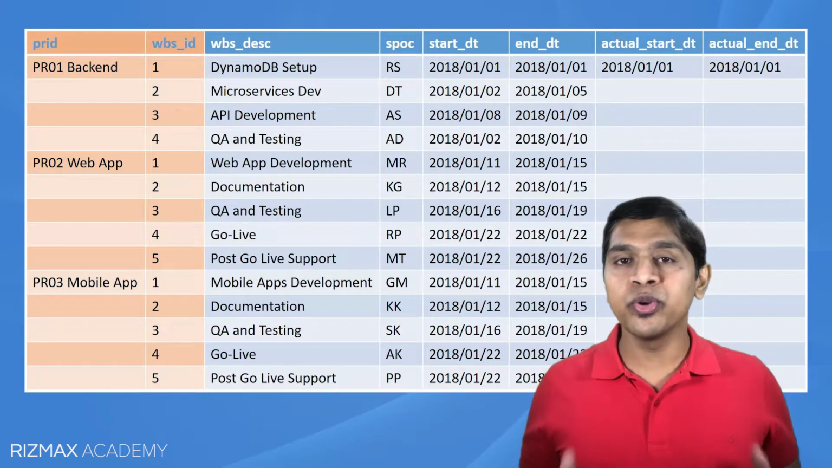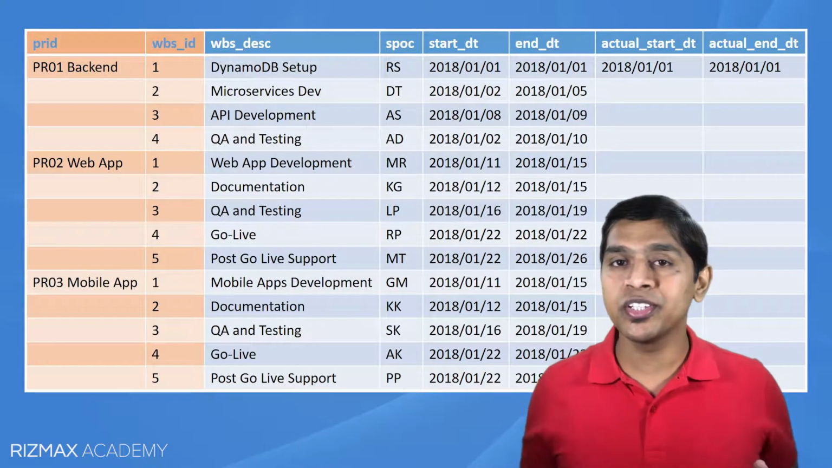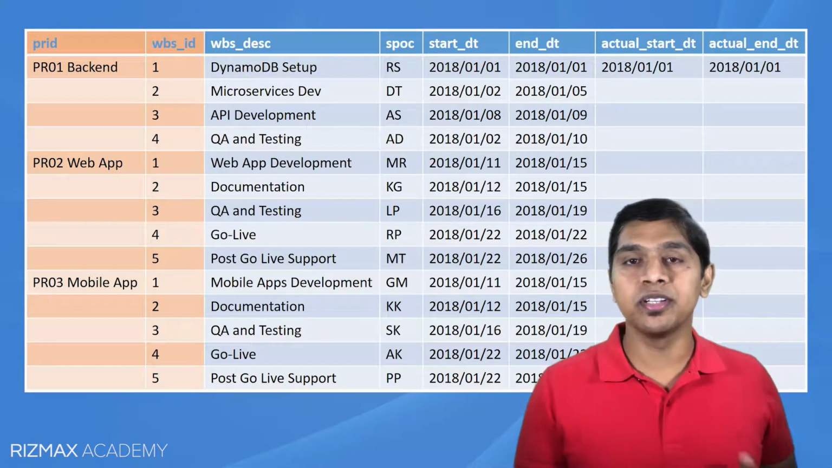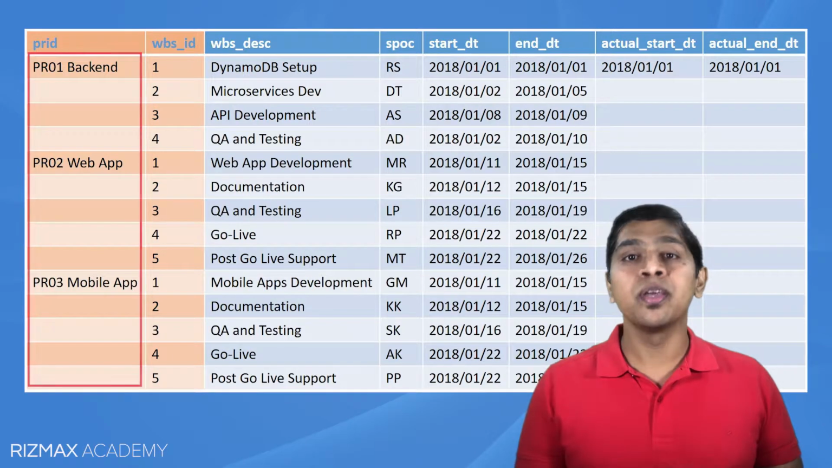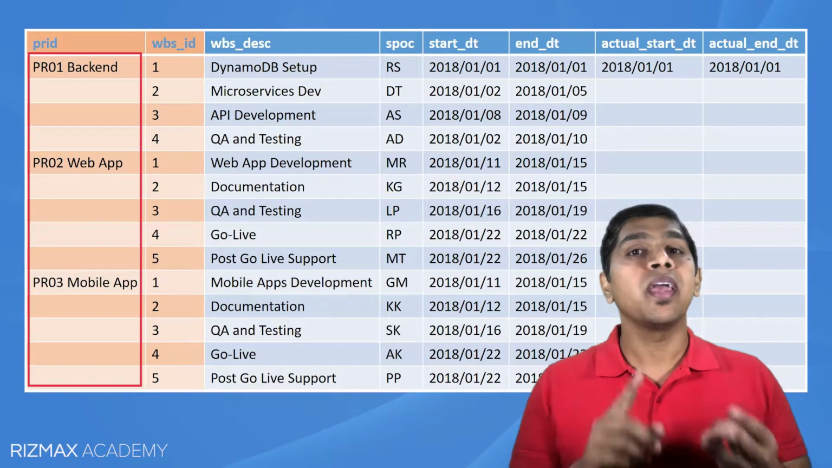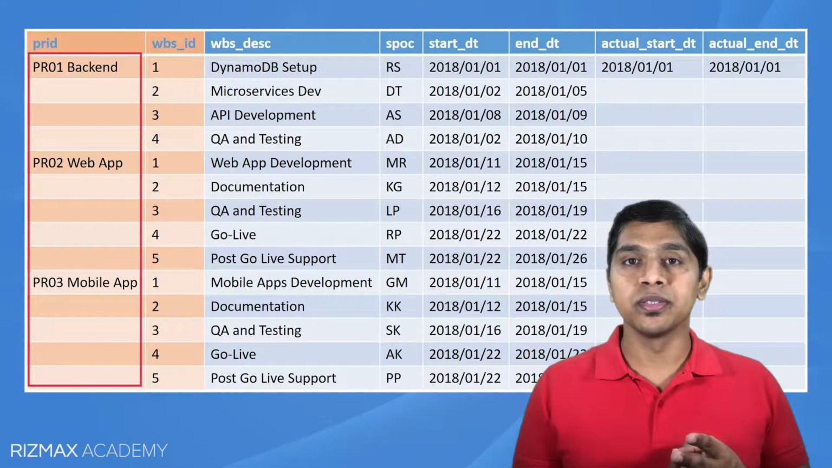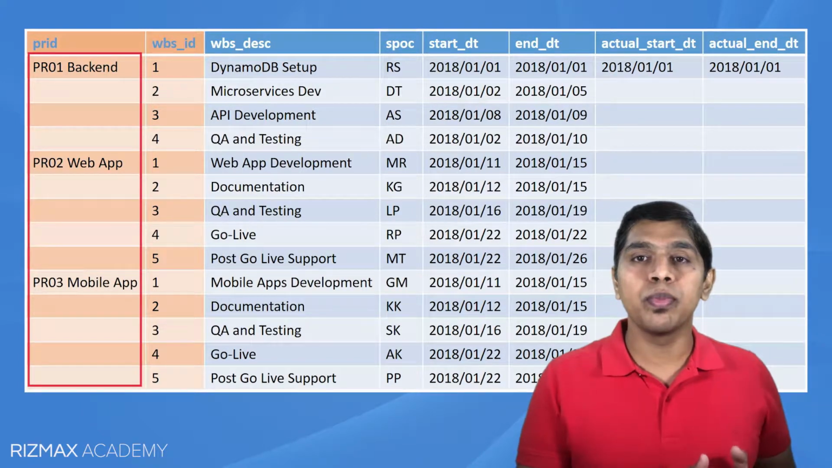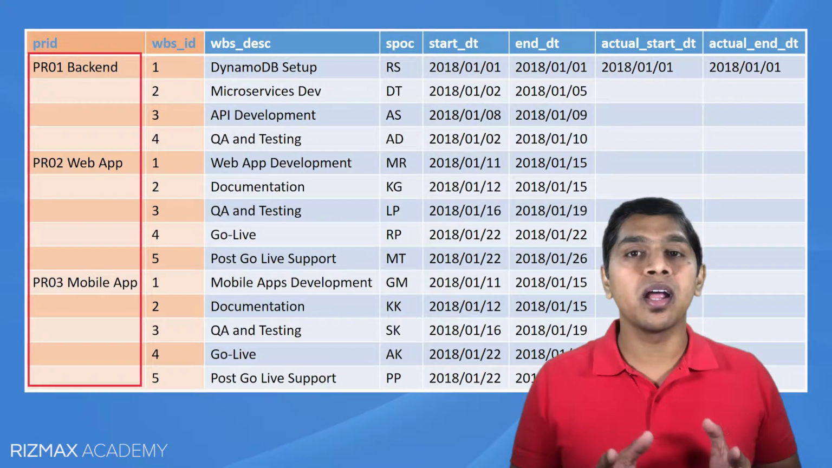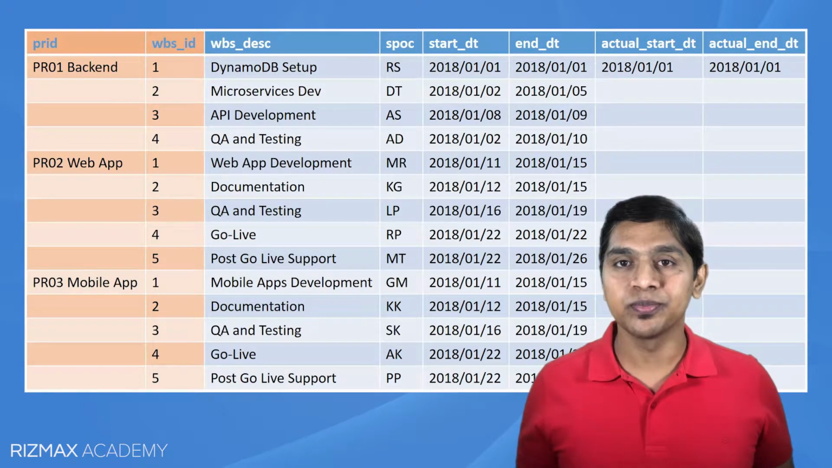Now, as part of our hands-on exercise, we are going to create a DynamoDB table to store information about projects in a project management system. Let's say we are going to create a serverless application and we have three projects under it: backend development, web application development, and mobile app development. So we can add information about these three projects in our projects table.